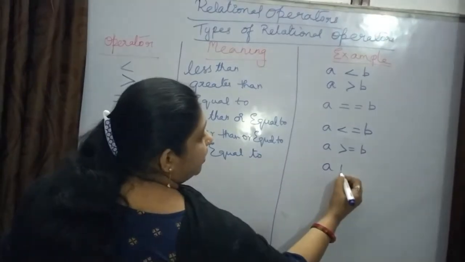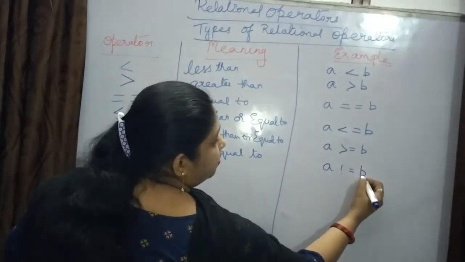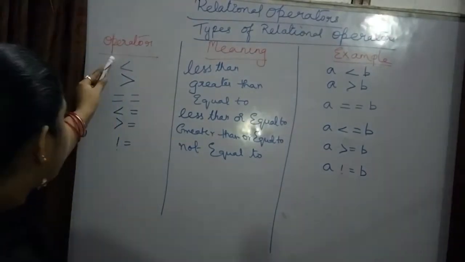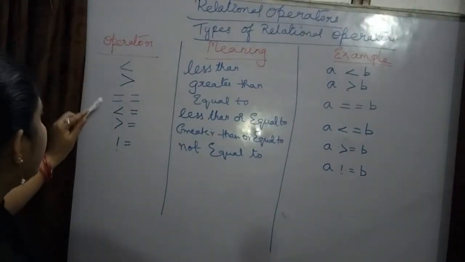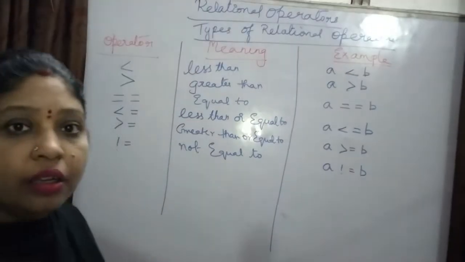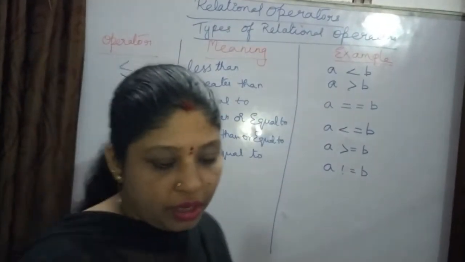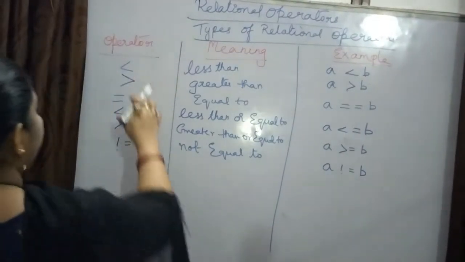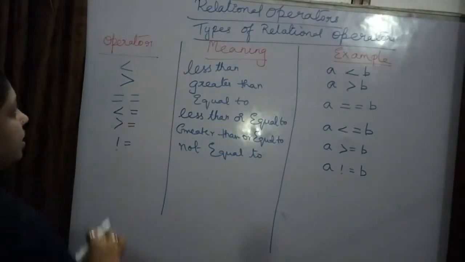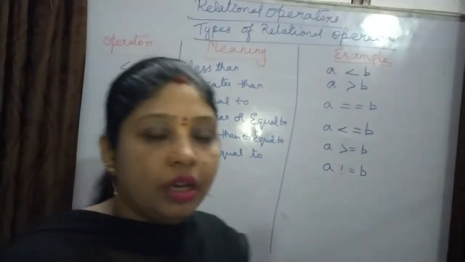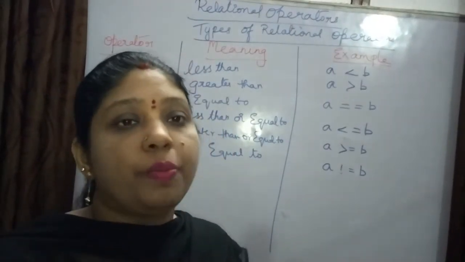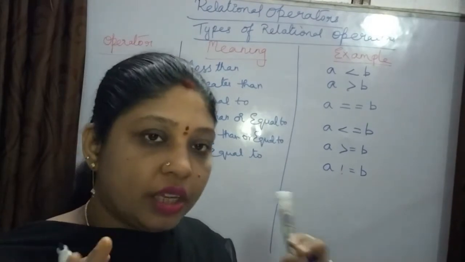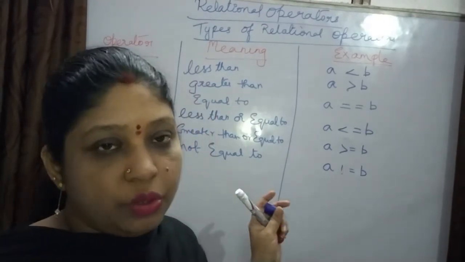Okay, you will write like this, A is not equal to B. So these are some relational operators you will be using in the programs. How many are there? 1, 2, 3, 4, 5, 6 relational operators. You will use these operators when you are using control structures. Mostly in the control structures only you will be using all these things.